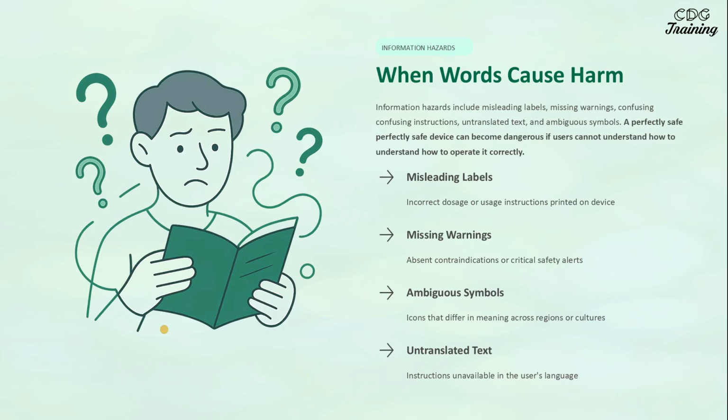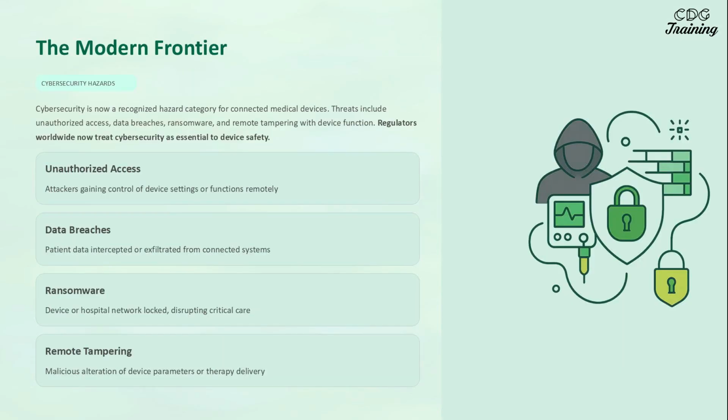Information hazards include misleading labels and missing warnings. A perfectly safe device can become dangerous if users don't understand how to operate it correctly. Cybersecurity is now a recognized hazard category for connected medical devices. Threats include unauthorized access and data breaches, making cybersecurity essential to device safety.